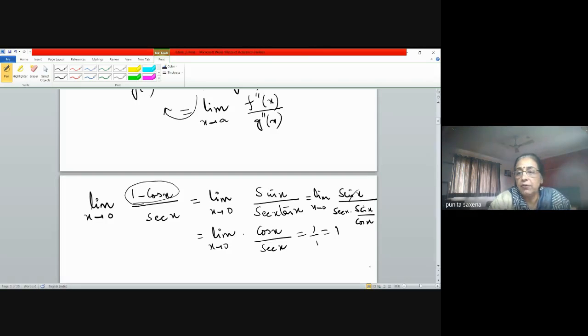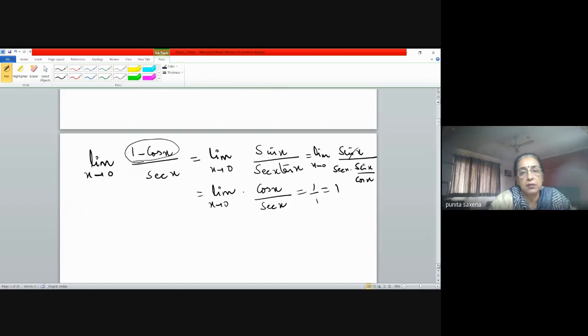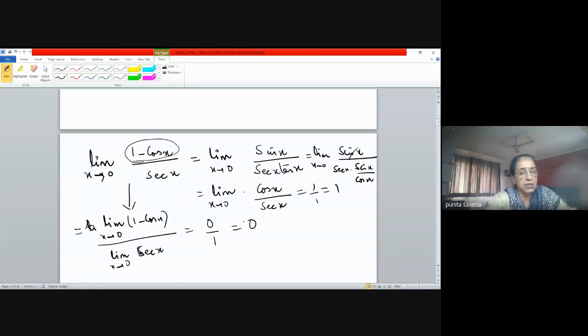But actually, if you just look at the function here and directly find the limit by the substitution method, that means you substitute x equal to 0. I'll explain it once more. 1 minus cos x, this is how we do by substitution method. Limit x tending to 0, sec x. Now x approaching 0, cos 0 is 1. So this becomes 0 upon, and sec 0 is 1. So the answer should have been 0. So this is the actual answer.